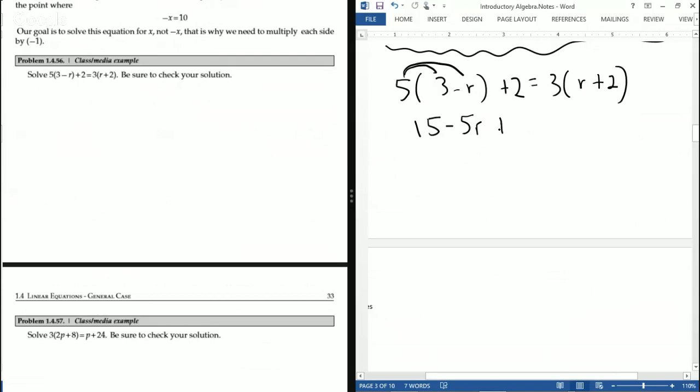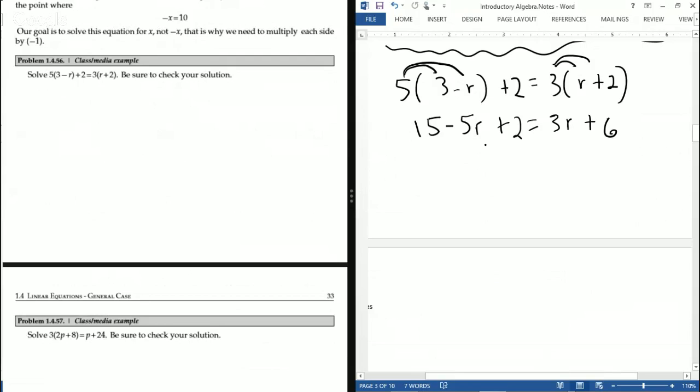Now plus 2, just bring him straight down. And now what do we do to the right hand side? You should say yes, distribute the 3. So here we go, distribute that 3. I'm getting 3r plus 3 times 2 is 6.